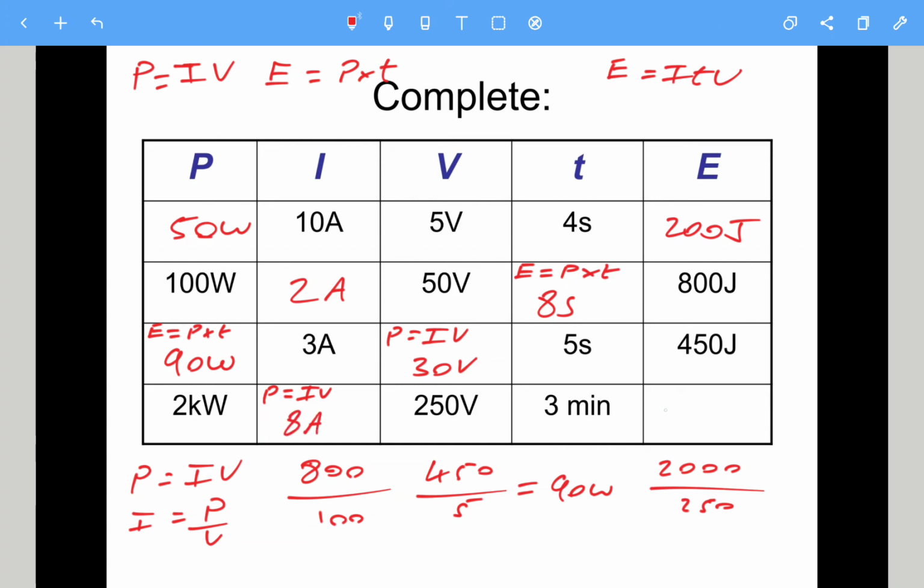And last but not least, we can use energy equals ITV, or energy is power times time. So I'm going to use power times time. So the power is 2000. I'm going to put this at the bottom. 2000 watts times the time of 3 minutes, which is 180 seconds, which is equal to 360,000 joules, or 360 kilojoules.